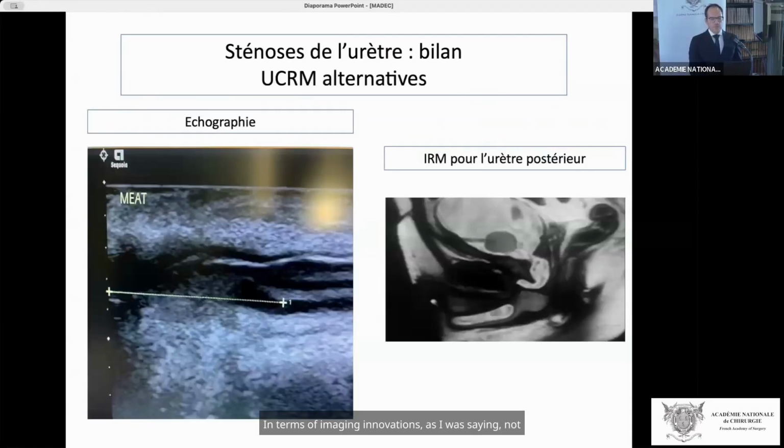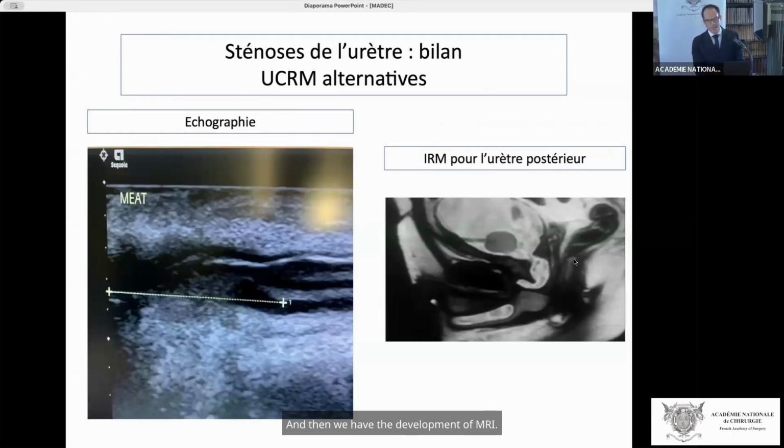In terms of imaging innovations, as I was saying, not much. There's been some development in ultrasound. Ultrasound was interesting for the anterior urethra, notably to see if there's spongiofibrosis, so whether the spongy tissue around the stenosis is fibrosed. It can still be useful at the level of the meatus and the penile urethra. It's a bit less effective for the bulbar urethra.